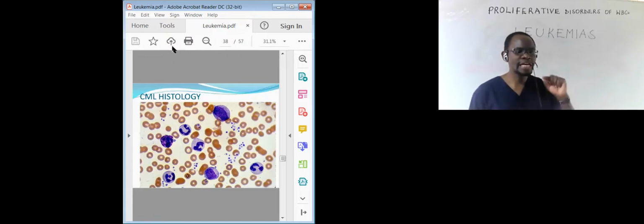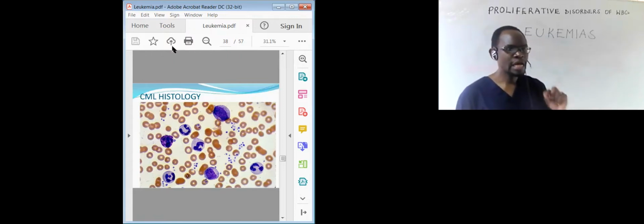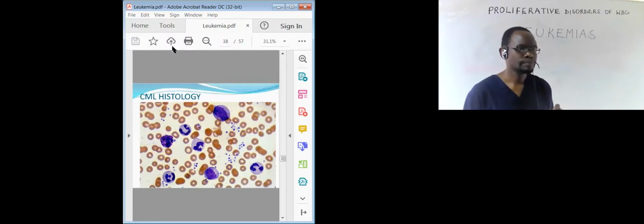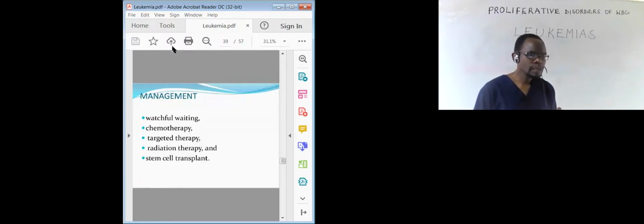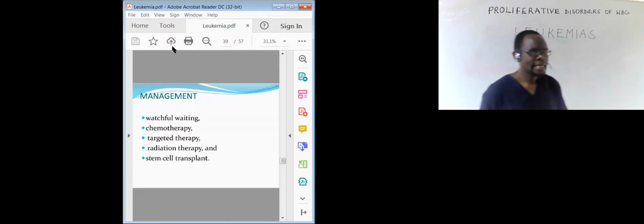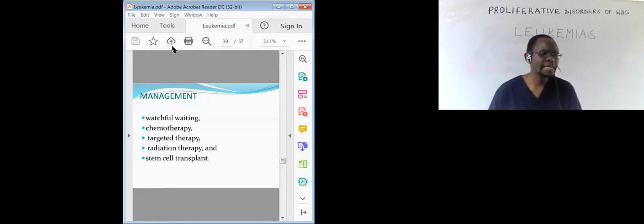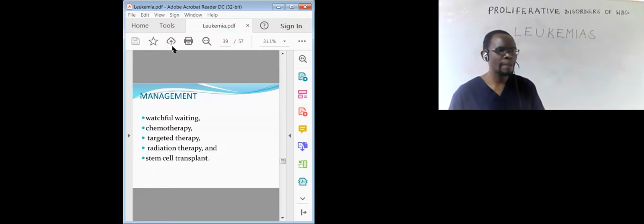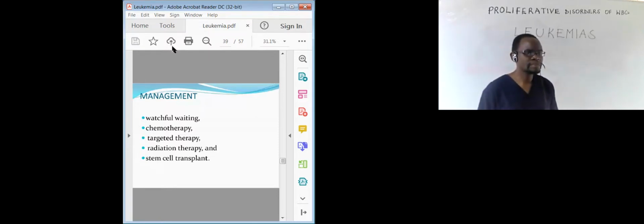The cells are small. So how do we manage? There's what we call watchful waiting. There's what we call chemotherapy, targeted therapy, radiation therapy, and then stem cell transplant.